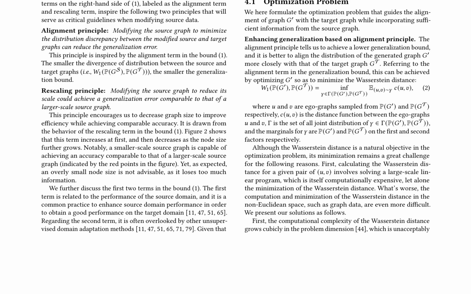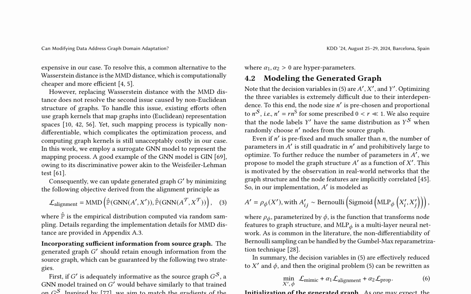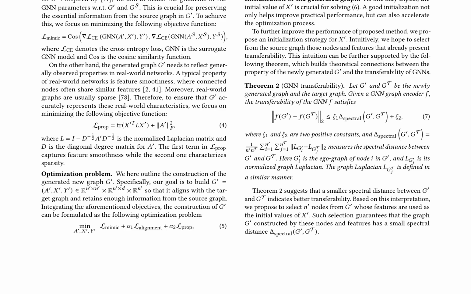This research paper proposes a novel approach to address graph domain adaptation, a critical problem in graph neural networks, GNNs. The authors introduce GraphAlign, a method that modifies the data to align the source and target graphs, ensuring the generated graph retains sufficient information from the source graph and exhibits properties of real-world networks. The approach employs a surrogate GNN model to represent the mapping process, and the generated graph is optimized by minimizing three objective functions: alignment, mimicry, and property preservation.